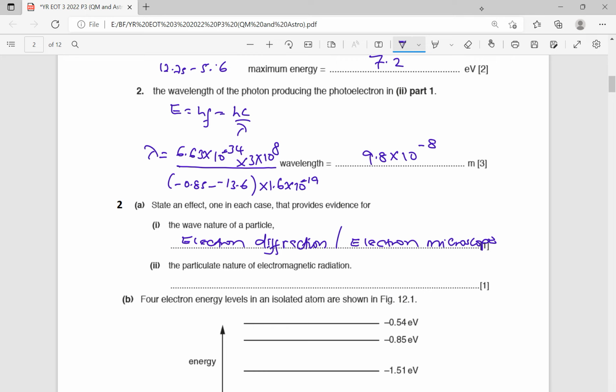Then for the particulate nature of electromagnetic radiation, we talked about Compton scattering, or Compton effect. And here you can also talk about the photoelectric effect. Those are the effects which provide evidence for the particulate nature of electromagnetic radiation.